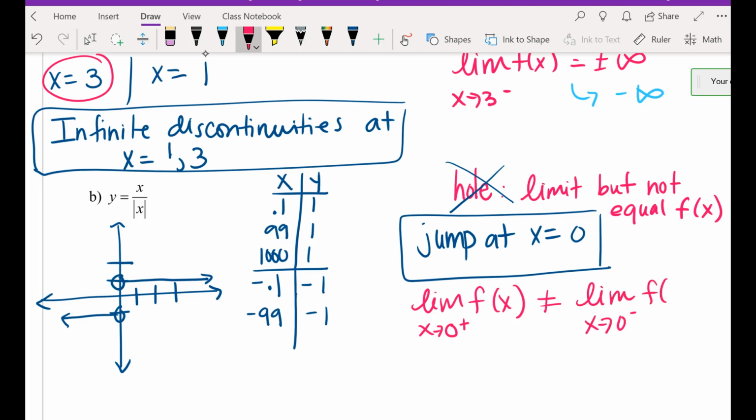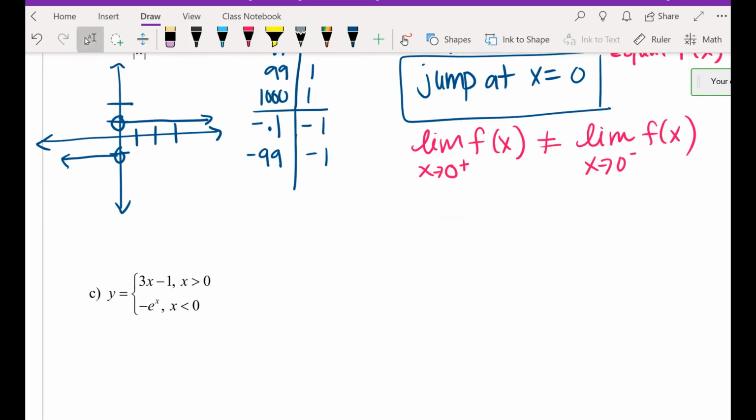That's right. So it exists independently. They just cannot be the same. Okay. C. It's a piecewise. Where do you think the problem is at? What x value? 0. Okay, the problem is really at x equals 0.